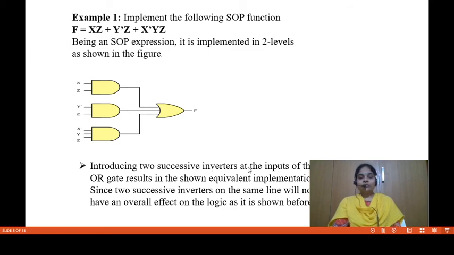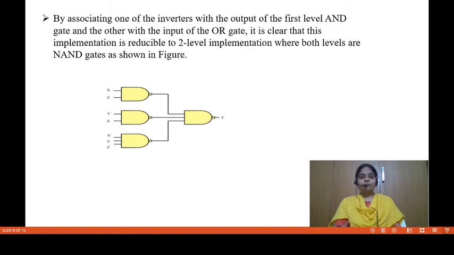Introducing two successive inverters at the inputs of the OR gate results in the shown equivalent implementation, and by associating these you will get the output function. And how can you implement it by using the NAND gate? Same, replace with the NAND gates, and you will get the equivalent gate implementation of the Boolean function.